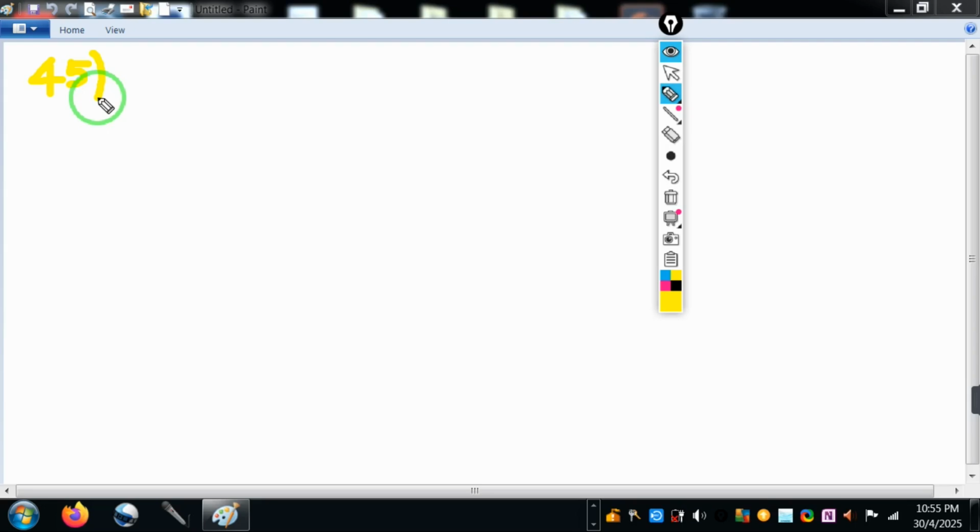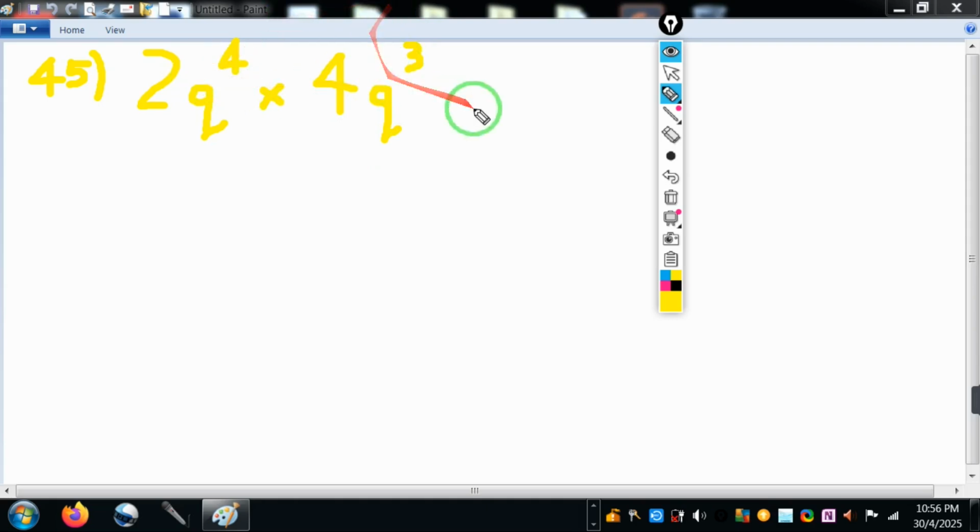Okay, that will be number 45 we are coming to, which will be 2q to the power of 4 times 5q to the power of 3. Let me recheck. 2q to the power of 4, 5q to the power of 3. Sorry.